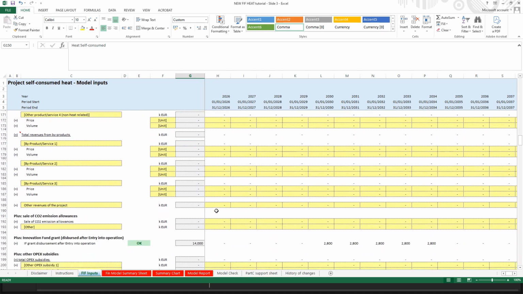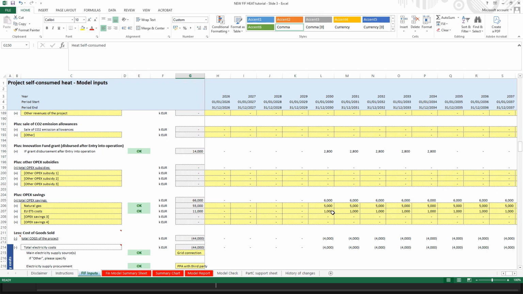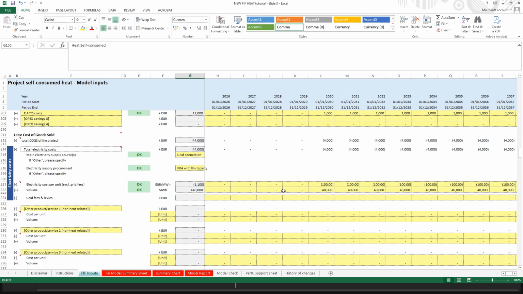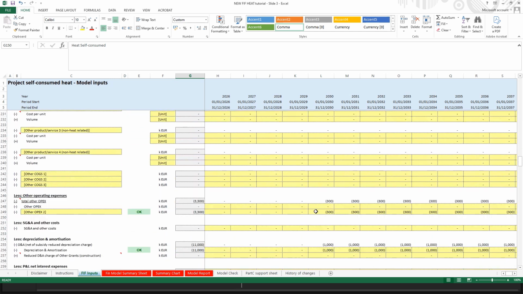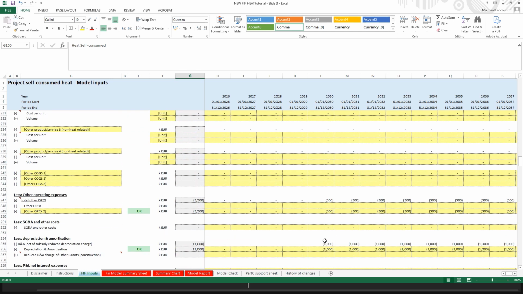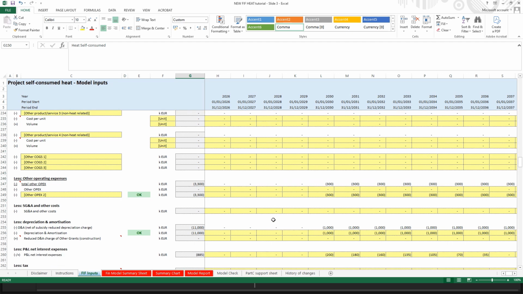OPEX savings are entered to reflect reductions in fossil fuel use and EU ETS costs. Incremental costs are entered for electricity and other incremental OPEX resulting from the project. No other special entries are required for the remaining sections of the template.